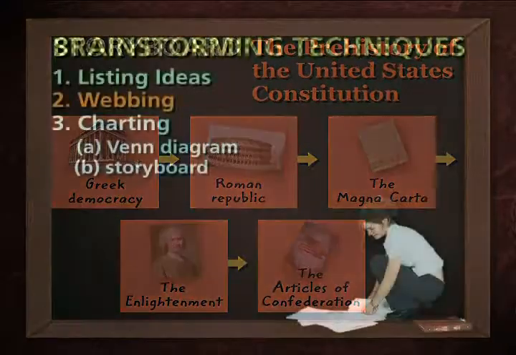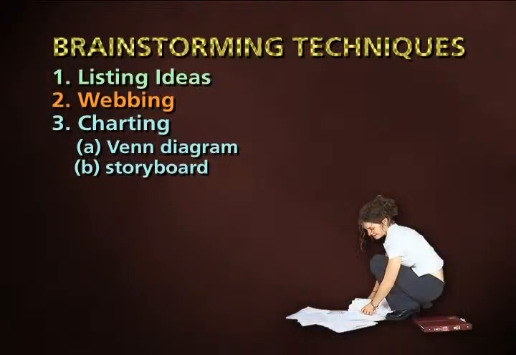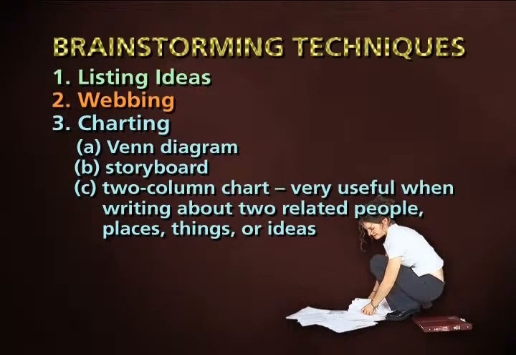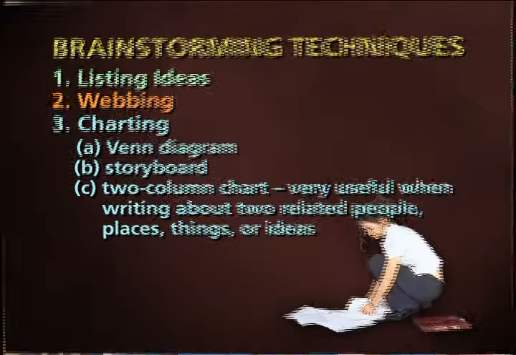Now let's take a look at another type of charting. This one is a 2-column chart. It's very useful when you're writing about 2 related people, places, things, or ideas. Let's say that you wanted to write an essay about whether fast food franchises should be allowed to serve and prepare meals in school. One of the nice things about charts is you can use the same topic or a variation on the topic, and you can develop it in different ways.